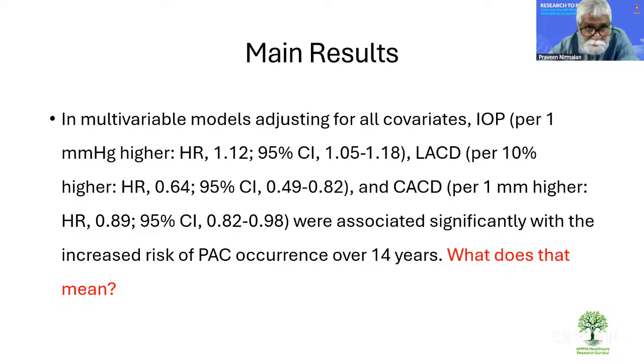Just to conclude the results to a certain extent, in the multivariable model, they said that an increase in IOP, LACD and CACD were associated significantly with the increased risk of PAC occurrence over 14 years. For IOP, per 1 millimeter mercury higher, the hazard ratio was 1.12, so it increases the risk of PAC occurrence. For LACD, every 10% increase in the depth, the risk reduces. For CACD, every 1 millimeter increase in the depth, the risk reduces.